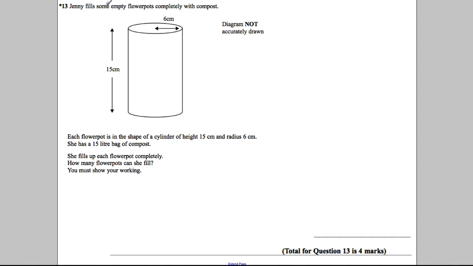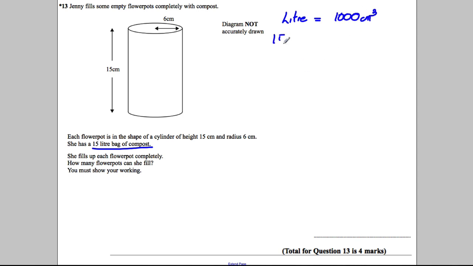Okay, so it says Jenny fills some empty flower pots completely with compost. Each flower pot is the shape of a cylinder as follows, and she has a 15-litre bag of compost. She fills up each flower pot completely. How many bags she fill up? The first thing you'd want to do is you'd want to work out the volume of this. Now the key thing is you need to know that a litre is equal to 1,000 centimetres cubed.